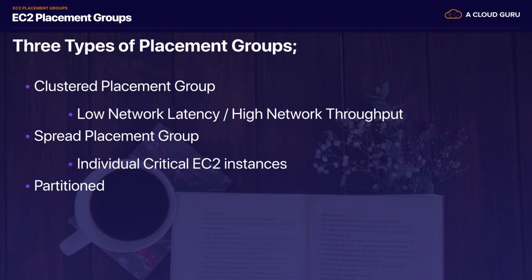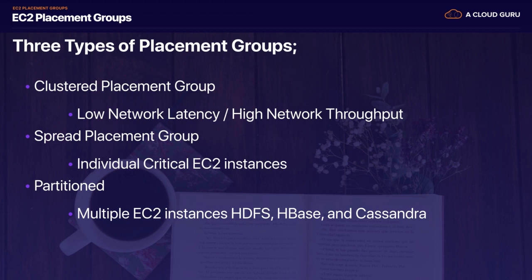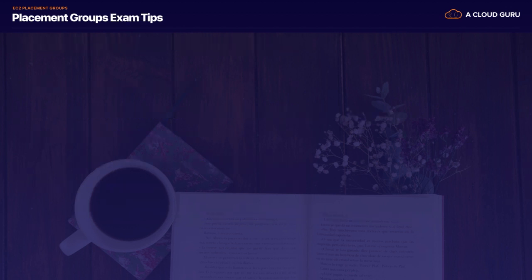Our spread placement group is where we've got individual critical EC2 instances, and we need them to be on separate pieces of hardware. So if one piece of hardware fails, it's going to isolate that EC2 instance. It's not going to knock out two EC2 instances at once. It's only going to be that one EC2 instance. So that's all a spread placement group is. And then partitioned is for multiple EC2 instances. Use cases for this could be HDFS, HBase, and Cassandra clusters. So partitioned is basically multiple EC2 instances, whereas spread is individual critical EC2 instances.